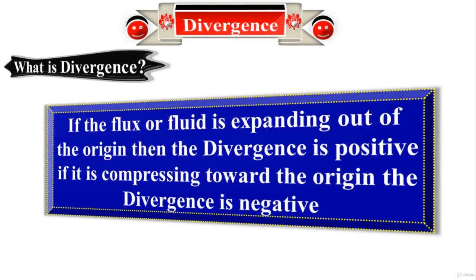It means that if the water is coming out of the origin, then the divergence will be positive. But if the water is going inside the hole or inside the pipe, then it is compressing toward the origin, where the divergence will be negative.